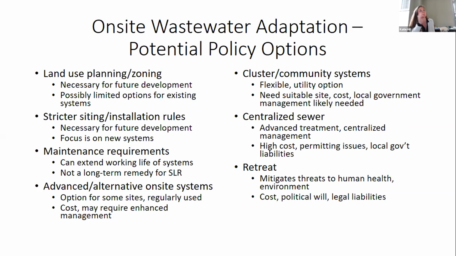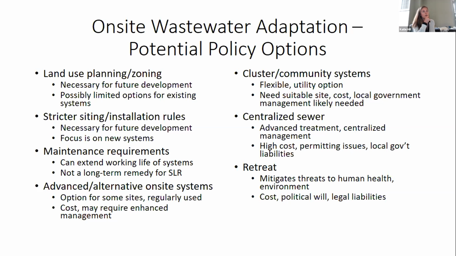Land use planning and zoning, however, is a great tool when we're talking about that future development. But when we're talking about the systems that are already in the ground, these existing systems, it's quite possible that this could be a much more limited tool. And I'll talk a little bit more about that on the next slide.